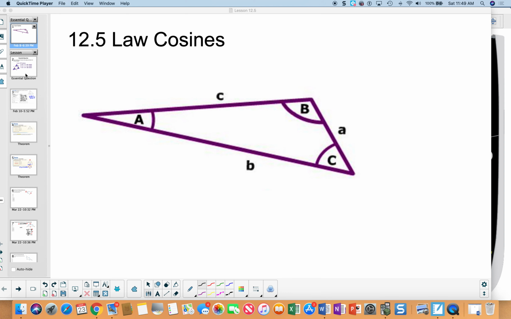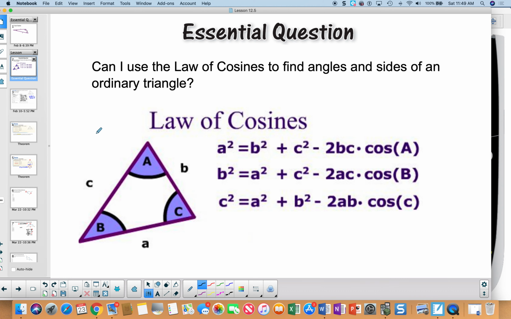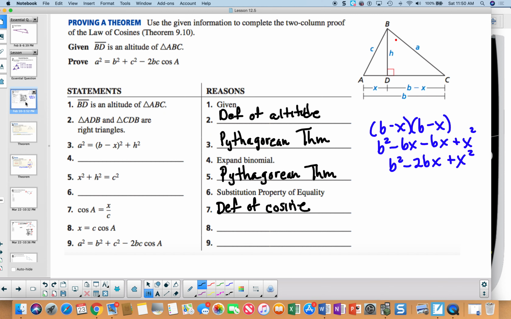12.5, Law of Cosines. Essential question: can I use the law of cosines to find angles and sides of an ordinary triangle? Let's take a look at the proof for the law of cosines. And here's what we're trying to prove right here.